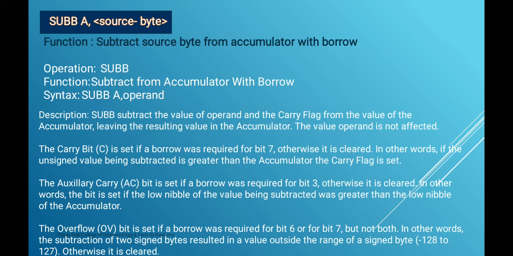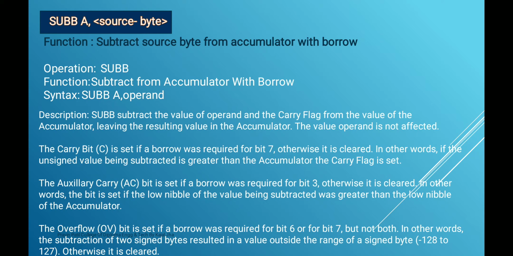Syntax: SUBB A, operand. Description: SUBB subtracts the value of the operand and the carry flag from the value of the accumulator, leaving the resulting value in the accumulator. The value of the operand is not affected. The carry bit is set if a borrow was required for bit 7, otherwise it is cleared. In other words, if the unsigned value being subtracted is greater than the accumulator, then the carry flag is set. The auxiliary carry, that is the AC bit, is set if a borrow was required for bit 3, otherwise it is cleared.